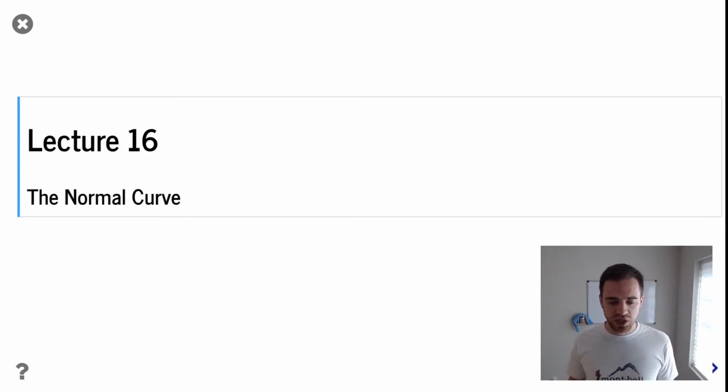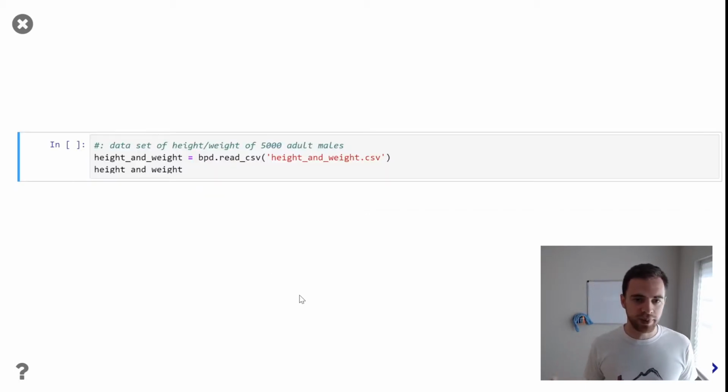In the first part of the lecture, we're going to give a name to this bell curve. We're going to call it a normal curve, or a Gaussian. You may have heard this term before. And we're going to study some of the properties of this curve. So let's start off with a data set that's going to give us a bell curve.